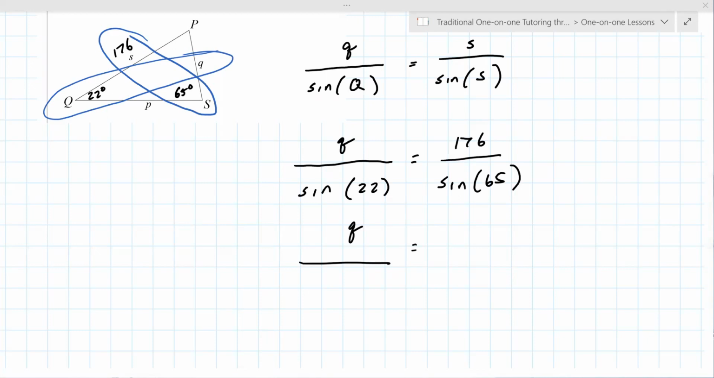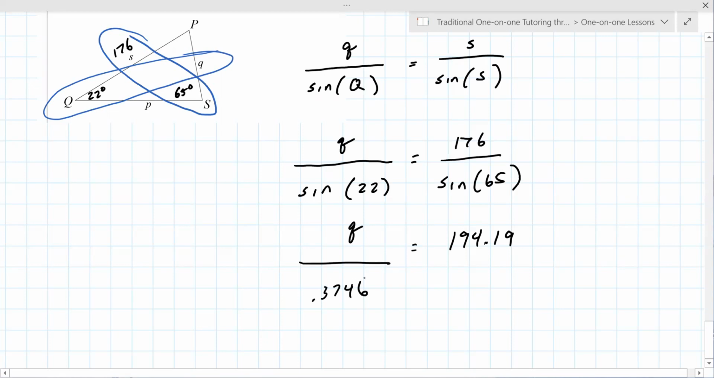I get 194.19. Like that. Okay, give me sine of 22 to 4 decimal places down here. I get 0.3746. Okay, so how do you solve something like this?